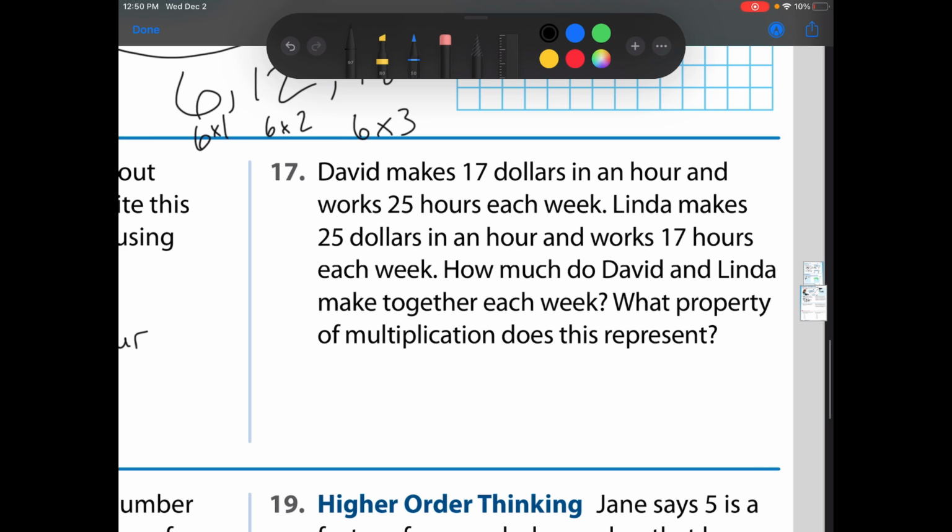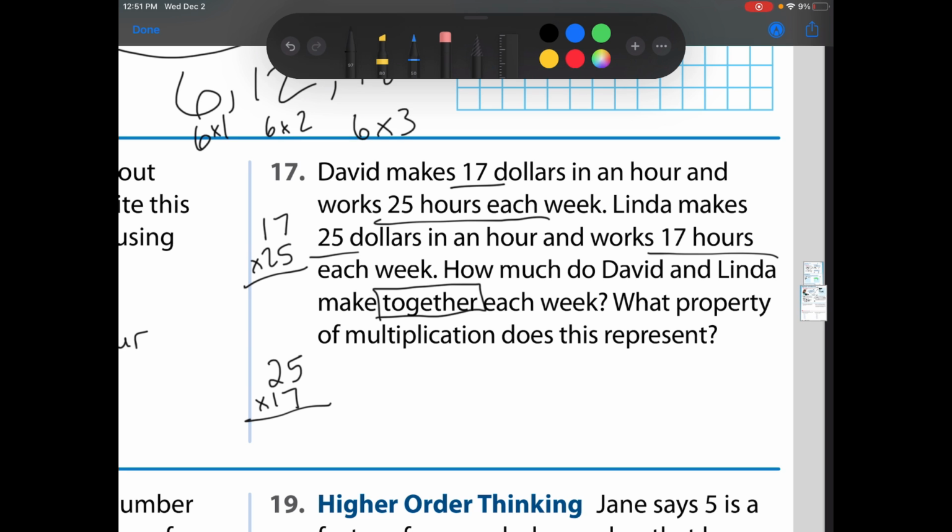Add it off to number 17 now. It says David makes $17 in an hour and he works 25 hours each week. Linda makes $25 an hour and works 17 hours each week. How much do David and Linda make together? What property of multiplication does it represent? Well, first I have to figure out how much they each make individually, and then I can combine it since it wants it together. So I have 25 times 17, and you'll notice 25 times 17 will be the exact same thing as 17 times 25. So whichever one is easier for you, you can use. I'm going to use 25 times 17.